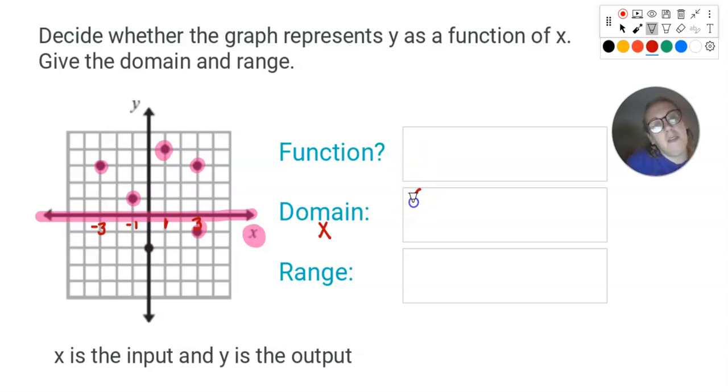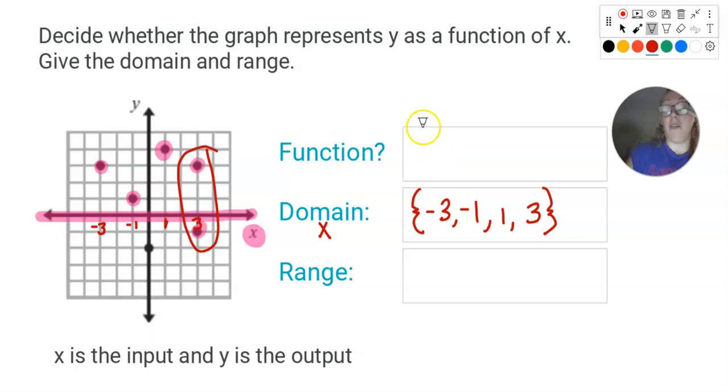First of all, we can write our domain, which is -3, -1, 1, and 3. We don't have to write 3 twice. It does repeat here, which means that because we have a repeated x value, this is not a function.